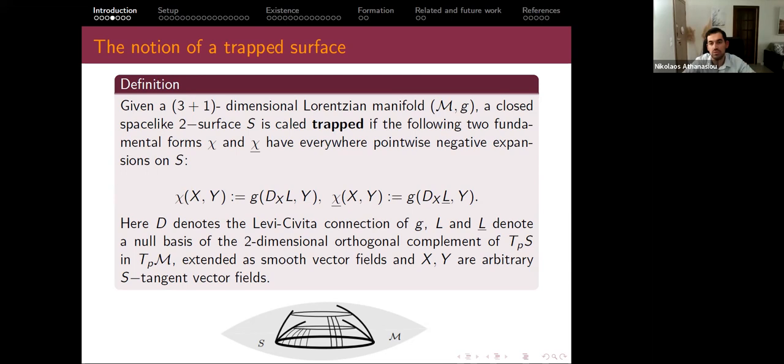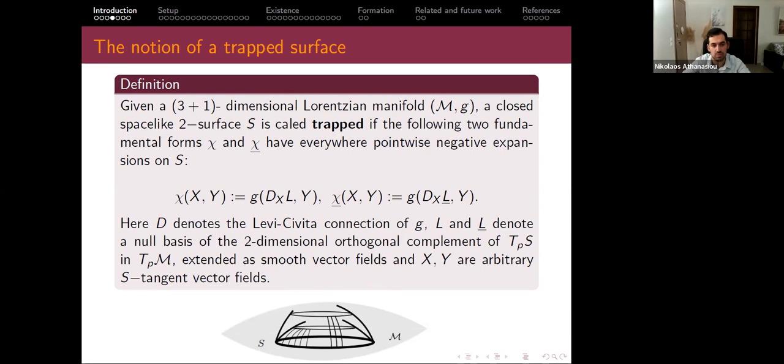To give his theorem, he developed the notion of a trapped surface. Given a 3+1 dimensional Lorentzian manifold, a closed spacelike two-surface S is called trapped if the following two fundamental forms, chi and chi bar, have everywhere negative expansions, so traces. Here we have the Levi-Civita connection, L and L bar denote a null basis of the two-dimensional orthogonal complement of T_pS in T_pM, and X and Y are arbitrary S-tangent tensor fields. Now, intuitively, what these traces represent is the infinitesimal change in area of the spheres in the future. So trapped surfaces are such that their area decreases along any possible future direction.